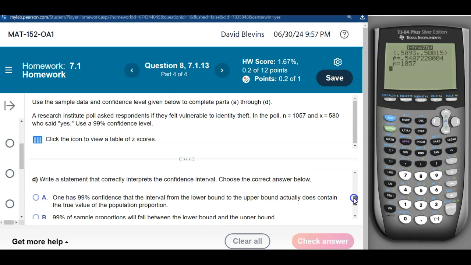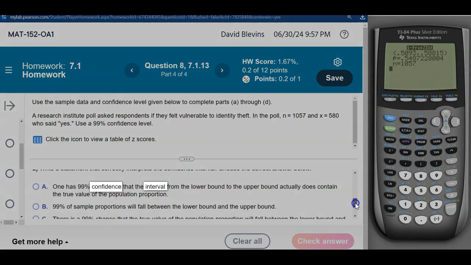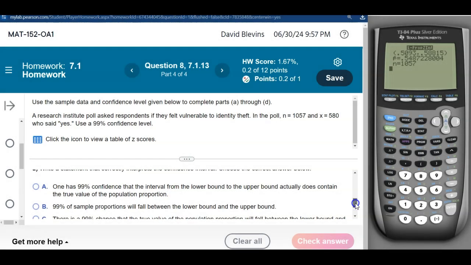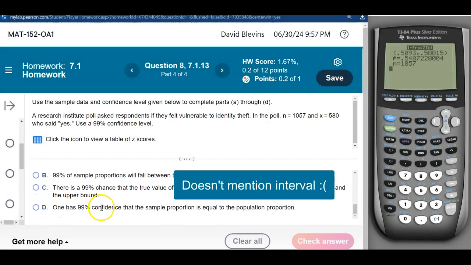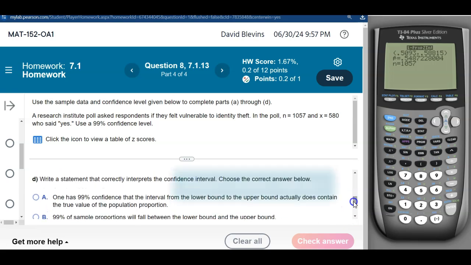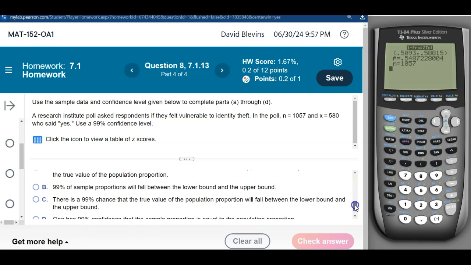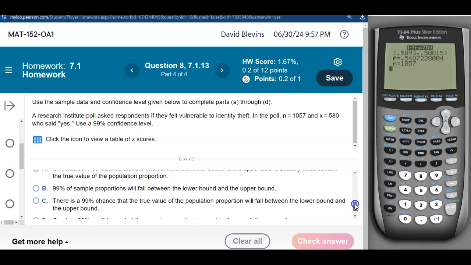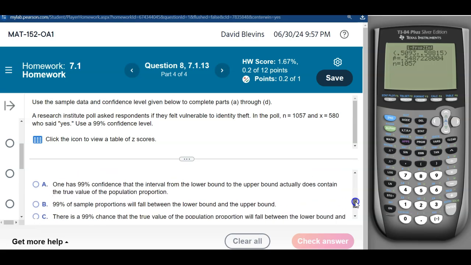Now, when we interpret it, this is the big thing. Your calculator can find the intervals for you, but you still need to know what you've done here. So we have 99% confidence. All right, it's got to say confidence. So there's one that says 99% confidence. There is another one that says confidence. The other two are eliminated. It's a confidence interval, and they're not talking about confidence. So it's going to be either A or D.